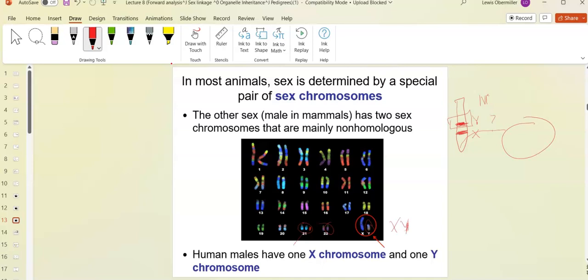Then you fertilize it, right? So you have your Y sperm, and the mom is always going to have an X egg. And so when these fuse, you end up with a male. If you wanted a female, then you would take those, and you would end up with an XX. So that's how you can kind of pick the sex of your child if you're doing IVF.